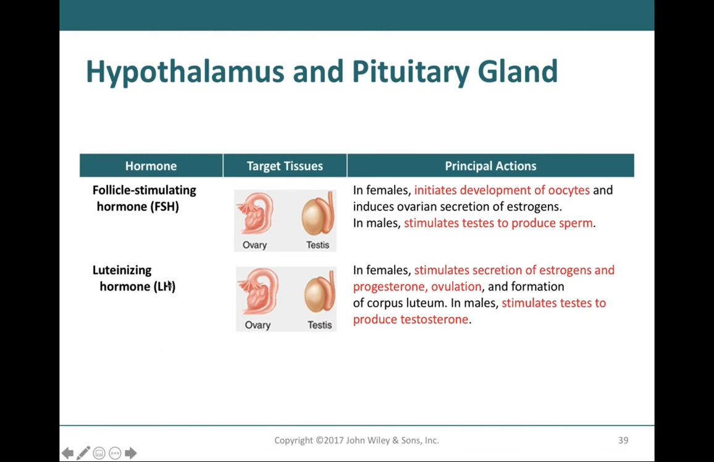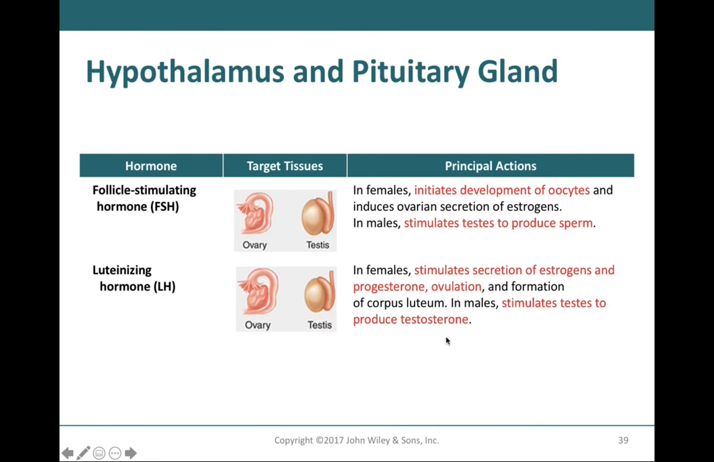Luteinizing hormone is going to work in conjunction with follicle stimulating hormone to cause other hormonal release. So you can see that luteinizing hormone is going to cause the release of estrogens and progesterone as well as testosterone. So all of those are other hormones that are going to be released in response to luteinizing hormone.